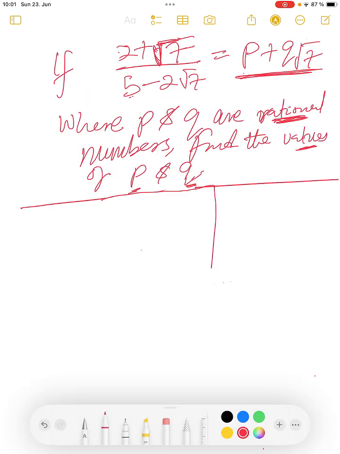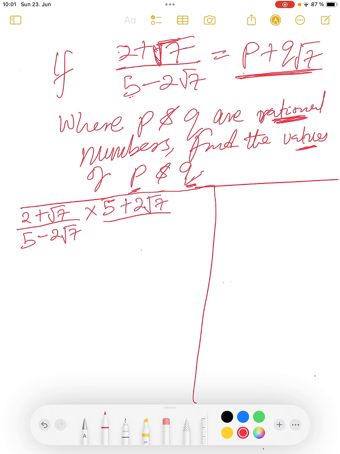So what do you do? You need to rationalize the expression. So you have the equation: 2 plus root 7 divided by 5 minus 2 root 7. So we need to rationalize by multiplying both the numerator and the denominator by the conjugate of the surd of the denominator. You have 5 plus 2 root 7.